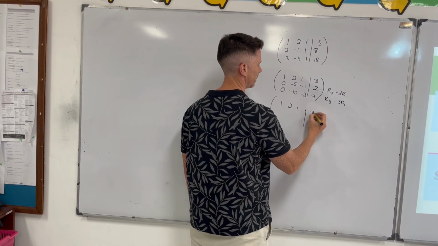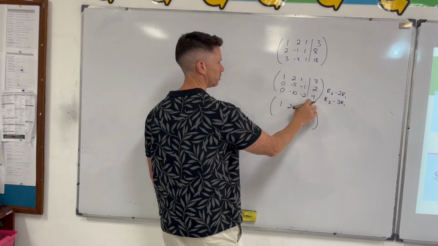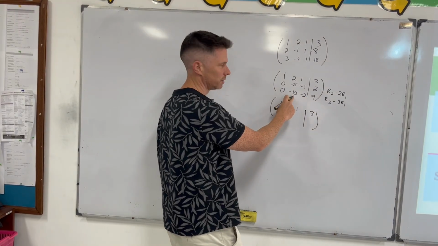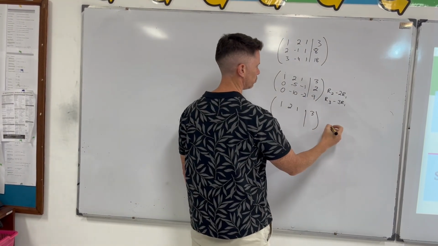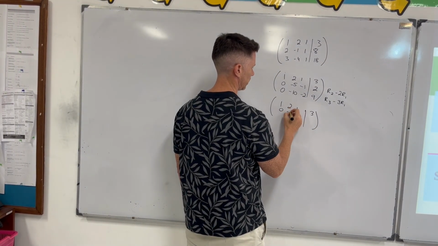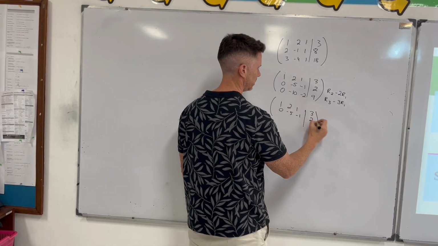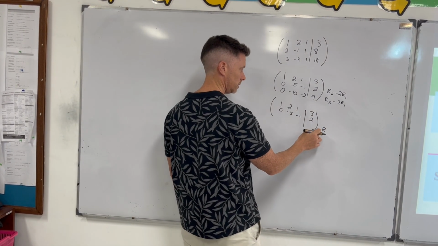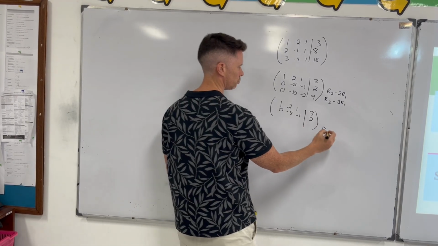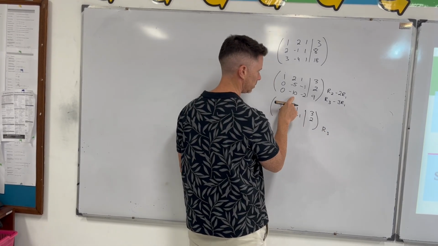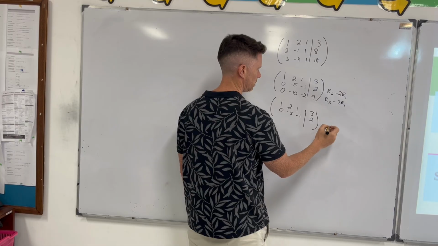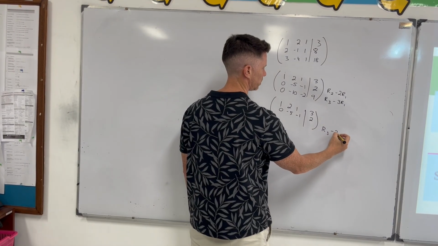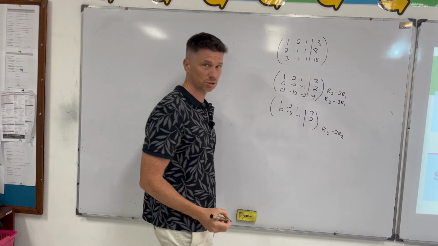What do I do next? Try and get this last line a 0 here, yeah? So I'm going to use row, so this one's fine. We'll just leave this as this for the moment. And then I'm just going to use row 3 and 2 now to get this to a 0. So I'm going to use the new row 3, add or subtract twice row 2, yeah? The 10s should cancel, yeah.